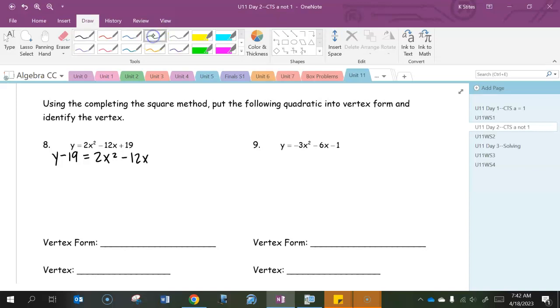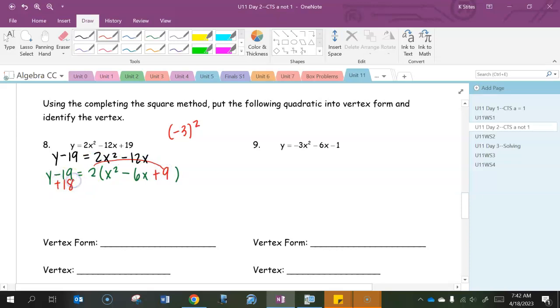Next, divide out that number in front. Okay, so this is an x squared minus 12x divided by 2 is a 6x. Leave a space to complete the square. Take your b value, negative 6 divided by 2, square it. That's a plus 9, but hold up, it's not really a plus 9, it's really a what? 2 times 9 is 18, so that's what you have to add to this side. Negative 19 plus 18 is a negative 1.